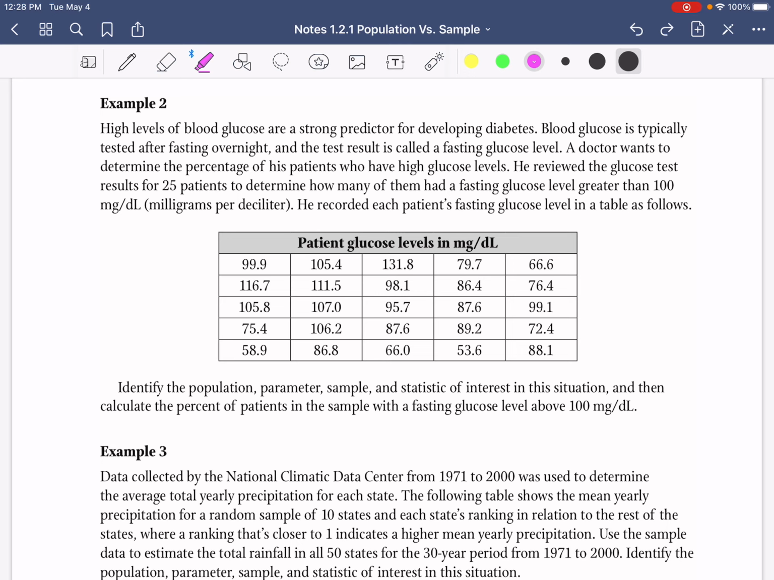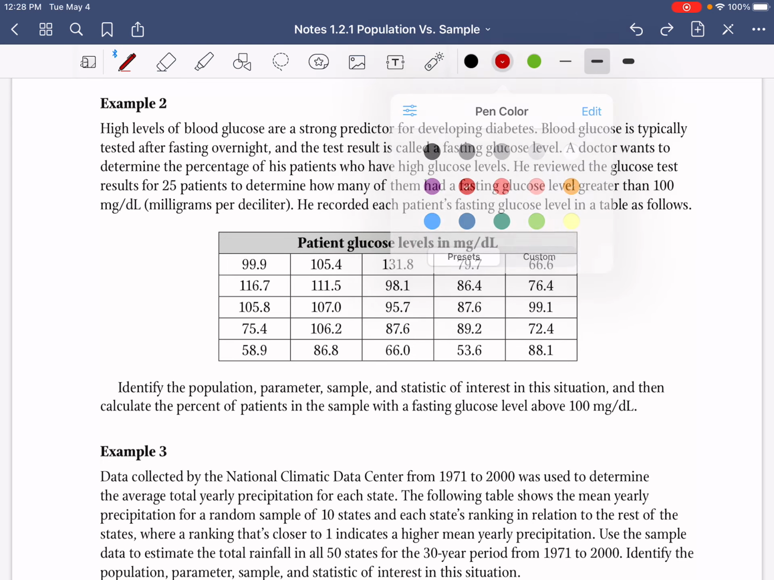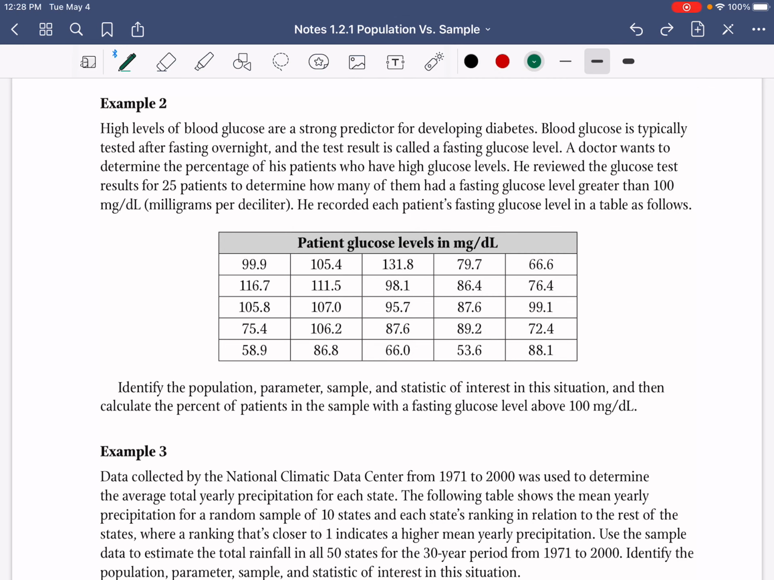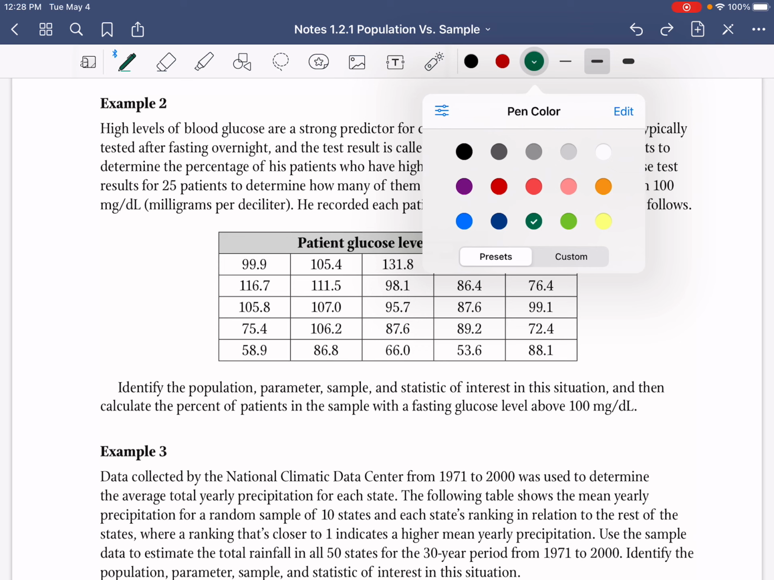So what we need to do is identify the population, the parameter, the sample, the statistic of interest, and then calculate the percent of patients with the sample fasting glucose level above 100. Our population is like everything, and then our parameter is what we want to know about, all people, all objects, and then our sample is what we actually collected, and the statistic of interest is based off of that sample.